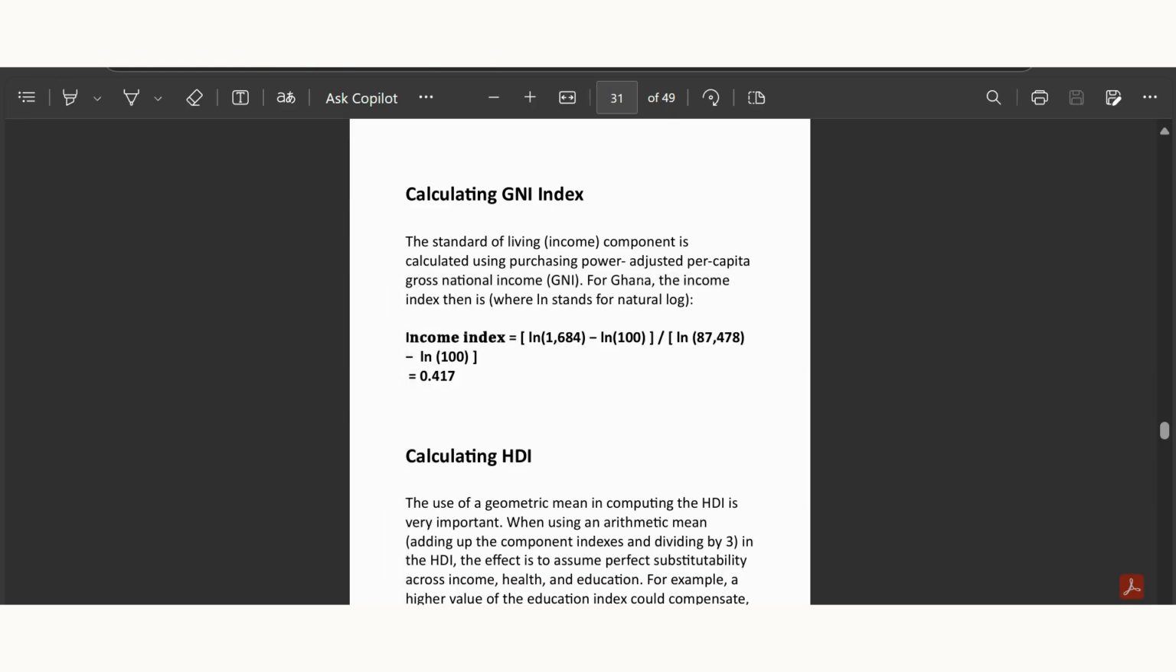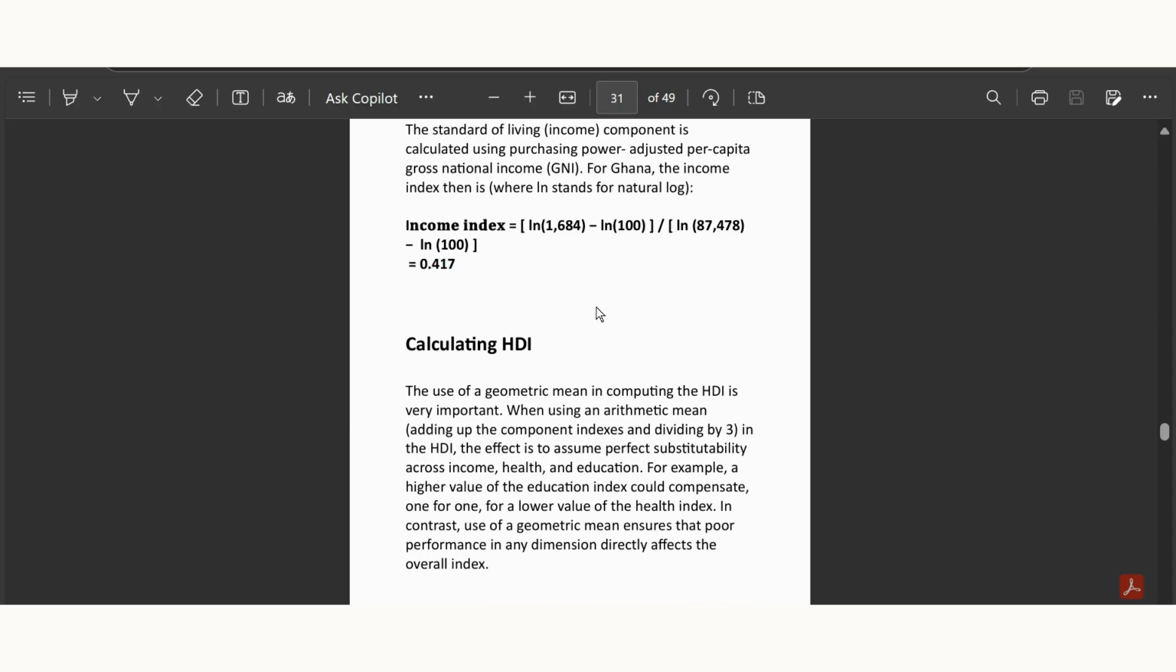Our next topic is calculating the GNI index. The standard of living component is calculated using purchasing power adjusted per capita gross national income. For Ghana, the GNI index is 0.417.